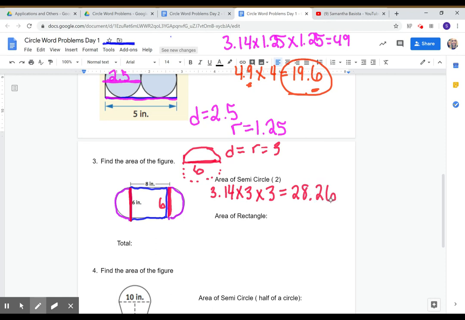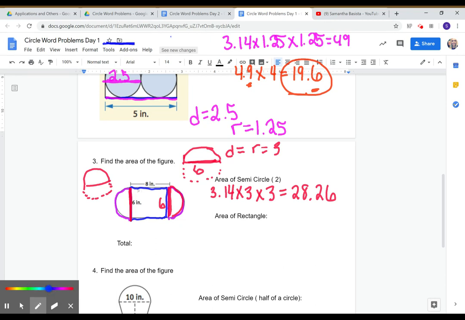28.26. Now, I'm not going to divide it by 2, because I could divide this by 2, but then I would have to do it again to account for the other semicircle. But think about this: a half of a circle and another half of a circle do make one full circle. So 3.14 times 3 times 3 gets me 28.26. Okay? So now let's find the area of the rectangle.